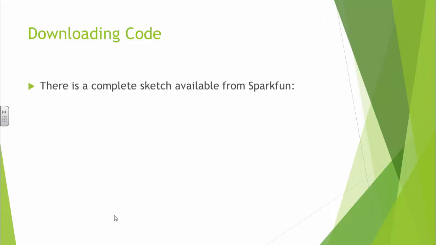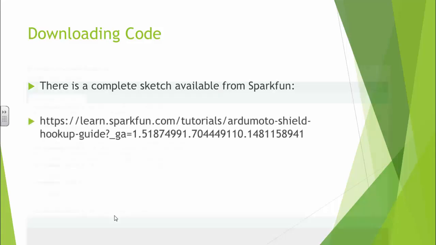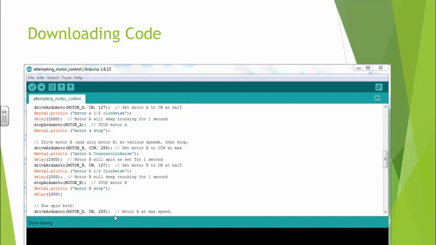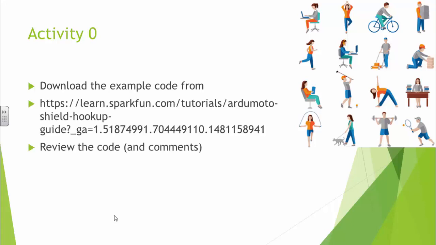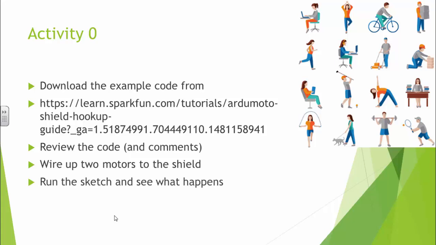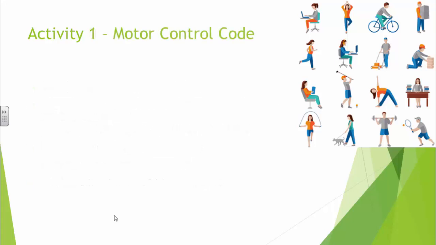So there's a complete sketch available from SparkFun, which you can go ahead and modify as you need to. The references are there. And with this in place, you receive all of the functions to do the control of the motors. This should make it very easy to do our activities for today. So after you've downloaded the code and reviewed it and the comments, you can wire up 2 motors to the shield, go ahead and run the sketch and see what happens. Just have a look at it.